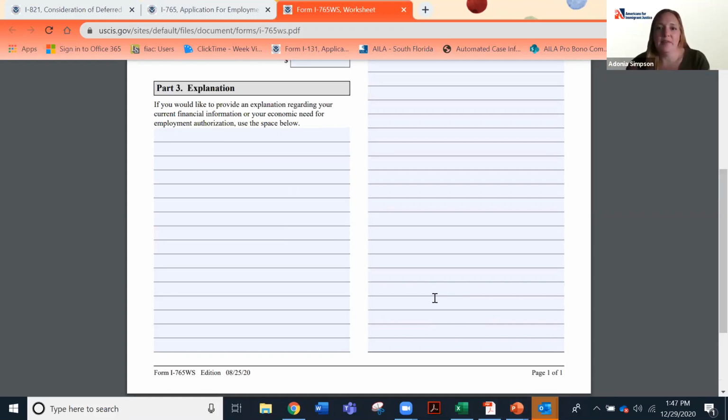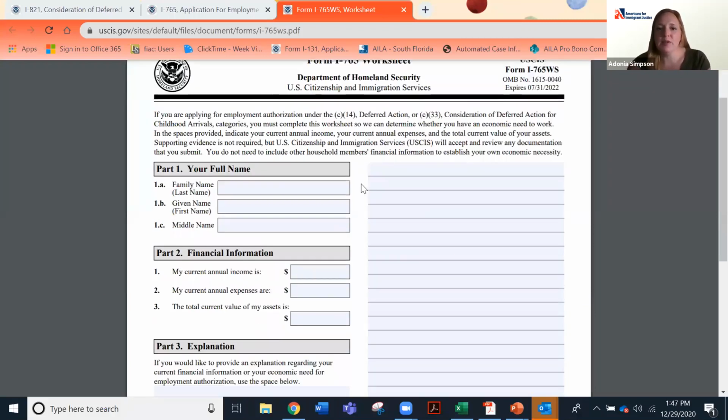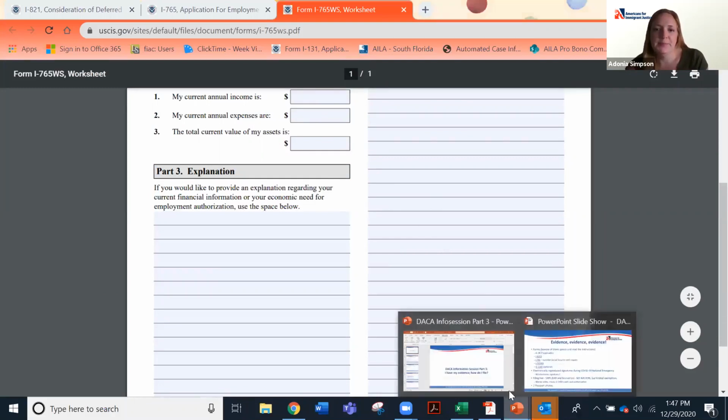Exactly. And this is just a quick form that attaches to your application for your I-765 work authorization. You don't need to sign it, but just complete it to the best of your ability.